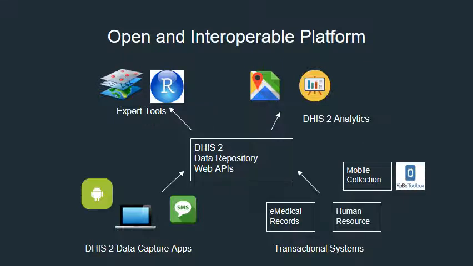Now, the data repository, which is fed by these different sources, can be managed through the web browser and accessed via web APIs. So these are addresses which you can use in external applications to pull data from your DHIS2 in other systems and applications, such as R statistics for statistical analysis, or it's even used within the DHIS2 for its own visualizations, or another option like the Google Maps.